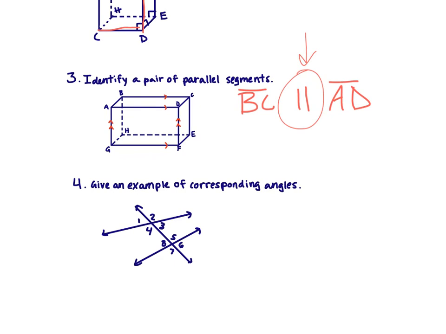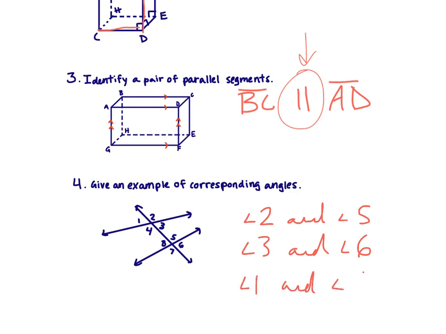Sophia S., what'd you get for number 4? 2 and 5, perfect. What's another example of corresponding angles? Alexis? 3 and 6. Angle 3 and angle 6, perfect. Florencia, what's another pair? 1, 8. Angle 1 and angle 8.